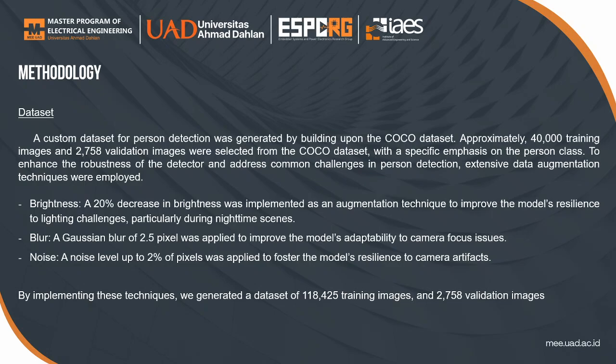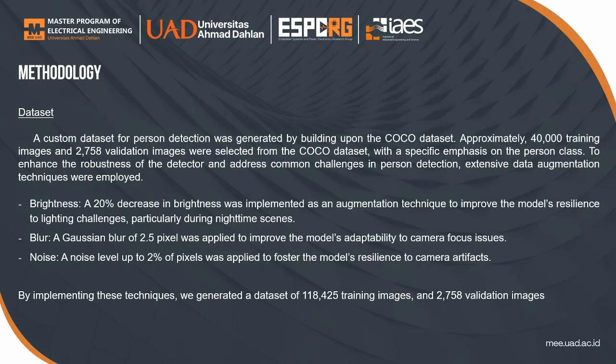To fine-tune the YOLOv5 model, we developed a custom dataset for person detection, which was generated by building upon the COCO dataset. Approximately 40,000 training images and 2,758 validation images were selected from the COCO dataset with a specific emphasis on the person class. To enhance the robustness of the detector and address common challenges in person detection, extensive data augmentation techniques were employed.